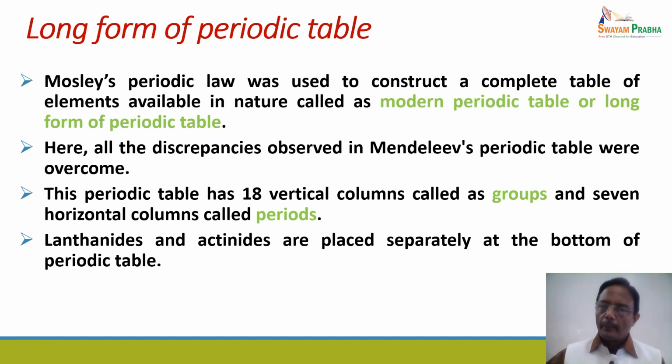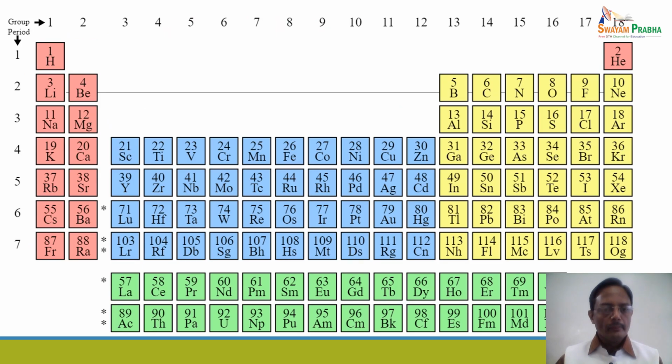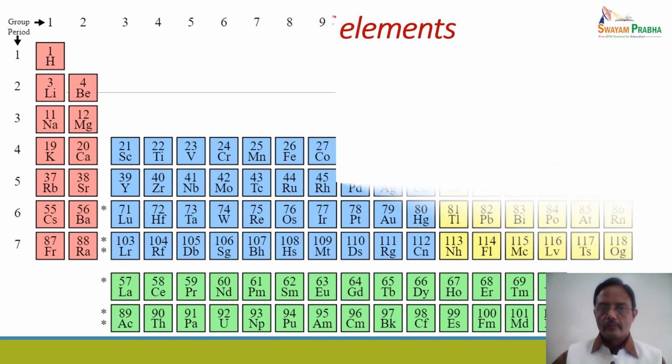Lanthanides and actinides, they are placed separately at the bottom of the periodic table as shown over here. We can see that there are 18 vertical groups and 7 horizontal rows, and at the bottom of the periodic table the lanthanides and actinides have been placed. Now all the known elements at that time and all the known elements even today, they can be placed systematically in this periodic table, and that's why it is called as the modern periodic table. And since it involves all the elements in nature, it is a long form of periodic table.